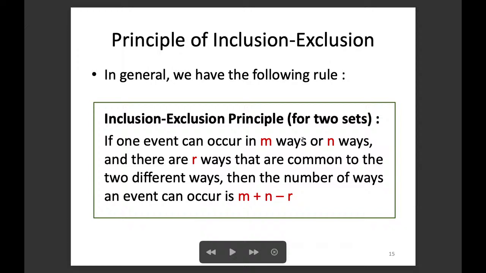So in that case, suppose that we can do it in any of these ways. The total number of ways should be counted easily by adding m and n together, m plus n, but then you should deduct something that is overcounted, so you minus r. So this is called the inclusion exclusion principle. We include all the ways of doing one thing, but then we exclude the ways of doing two things in common.